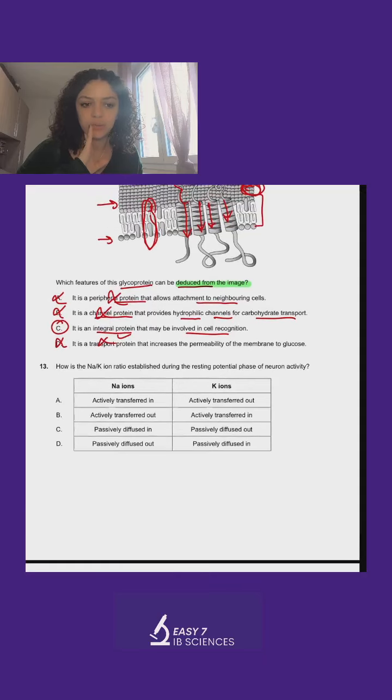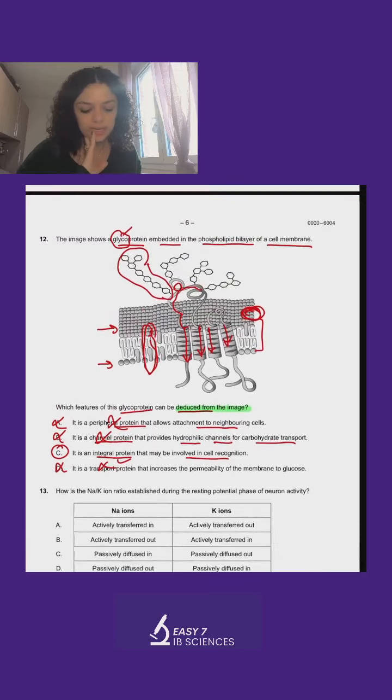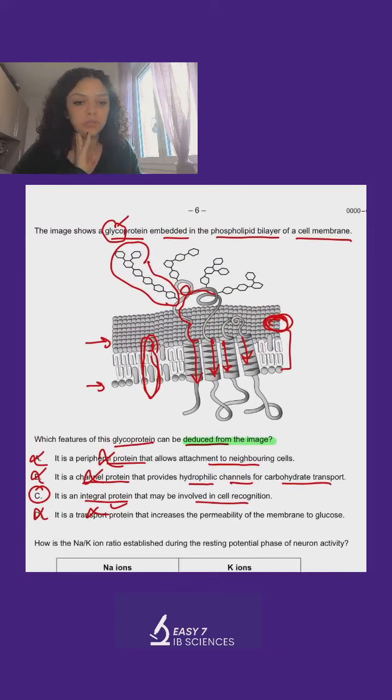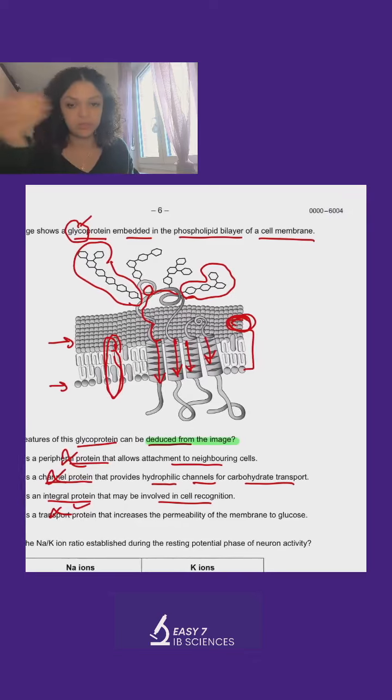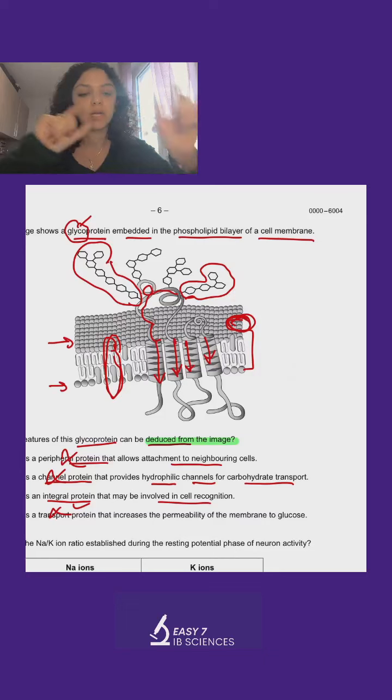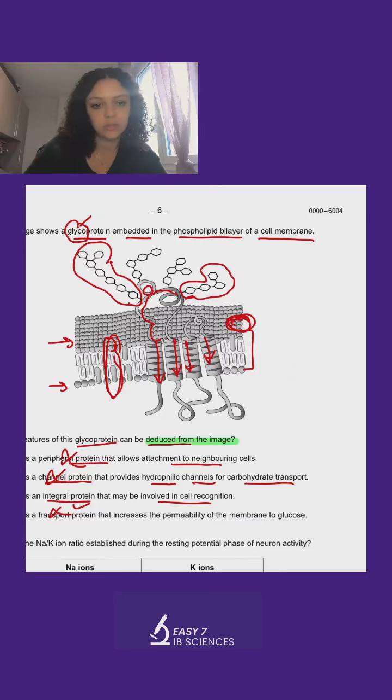What is a glycoprotein? I don't get it. So a glycoprotein is a protein specialized to have a carbohydrate chain attached to it. What is the function of it? It has different functions that you need to know. One of them is attachment. One of them is specific cell-to-cell recognition. So how do cells recognize other cells? They recognize them through their glycoproteins, okay?